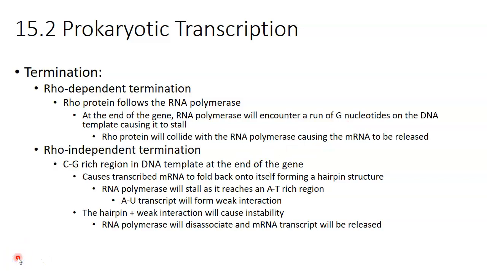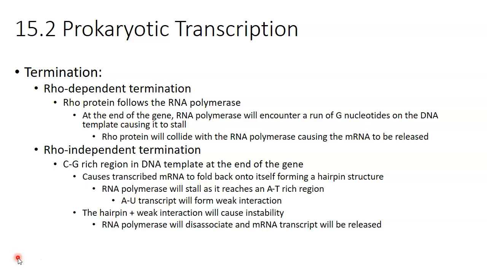The second type of termination is called Rho-independent termination, and the Rho protein is not involved here. Instead, it's just the sequence of bases towards the end of the gene. So as we near the end of the gene, there sometimes is a cytosine-guanine-rich region, and as the RNA polymerase starts to transcribe that into the mRNA, that causes the mRNA to start to fold back on itself, forming a structure called the hairpin structure.